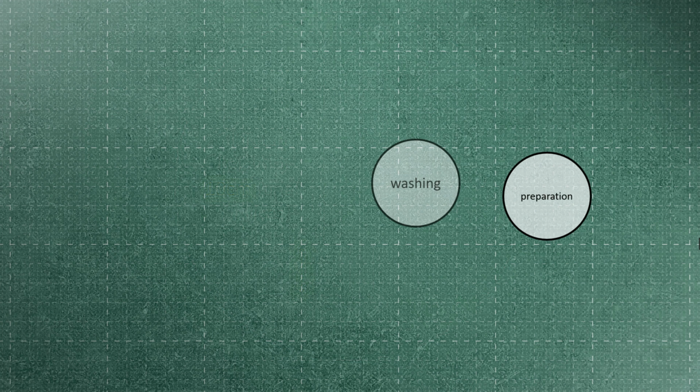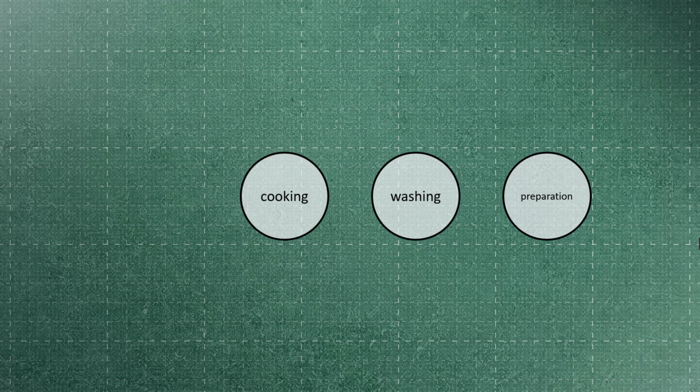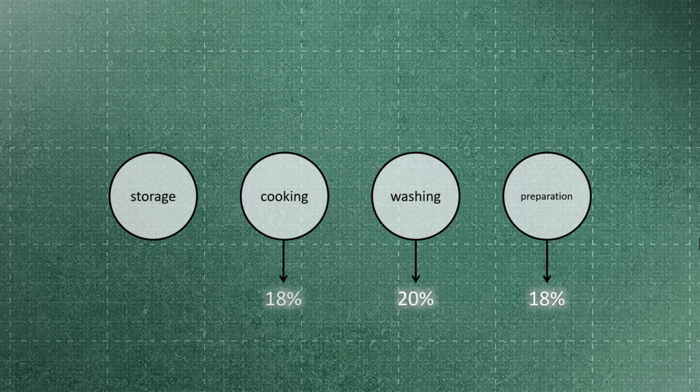The four most important components of the kitchen are preparation, washing, cooking, and storage. Each of these components accounts for a specific percentage of the total interior space of the kitchen: 18% for preparation, 20% for washing, 18% for cooking, and 20% for storage, totaling 76%.